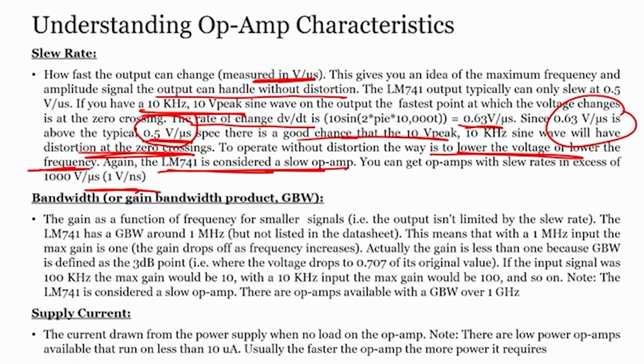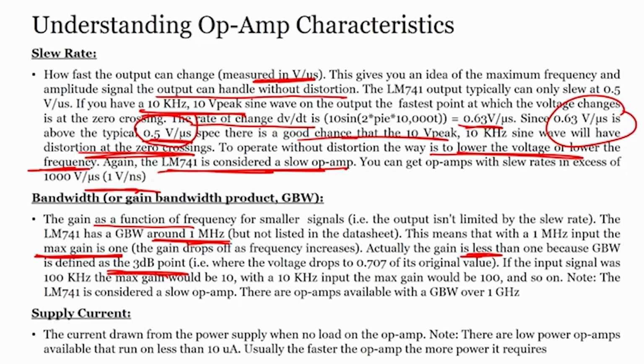Alright. Let us see the next one, bandwidth or gain bandwidth product, a very important characteristic of an op amp. It is the gain as a function of frequency for smaller signals, that is, where the output is not limited by slew rate. The LM741 has a gain bandwidth product of 1 megahertz. Okay. This means that with a 1 megahertz input the maximum gain is 1. But actually this gain is less than 1 because gain bandwidth product is defined at the 3 dB point, right.